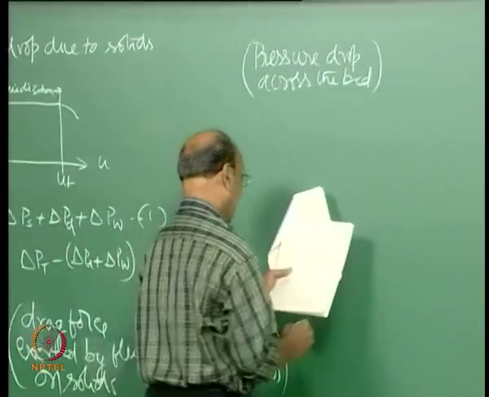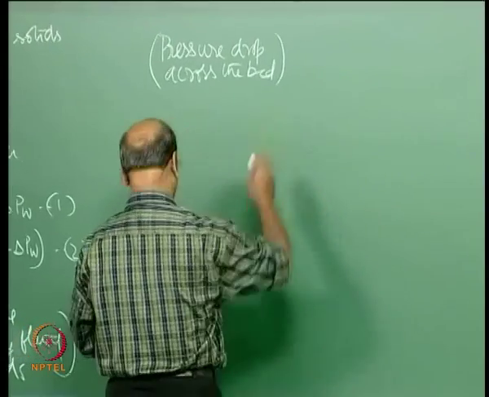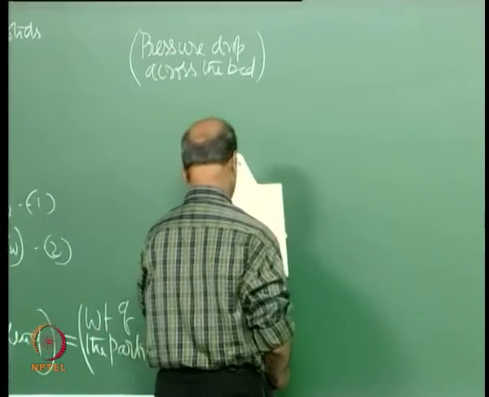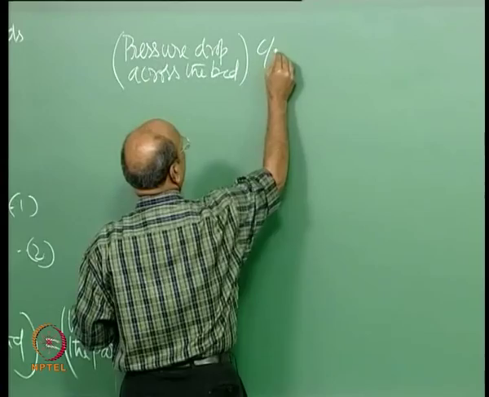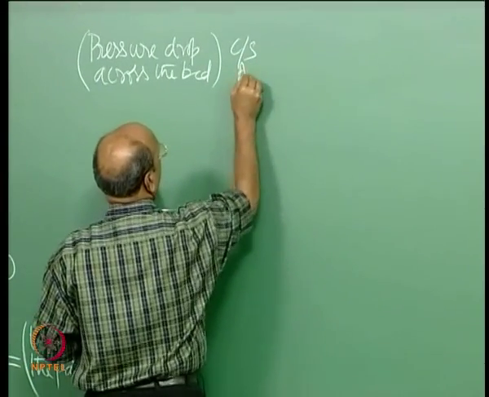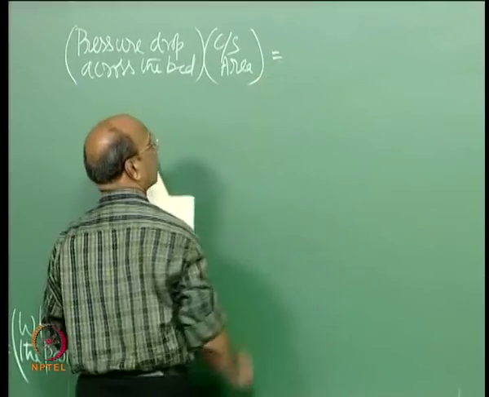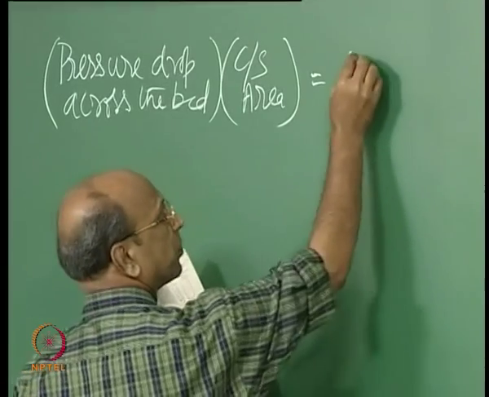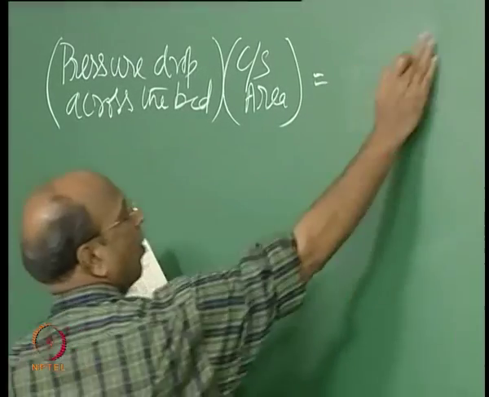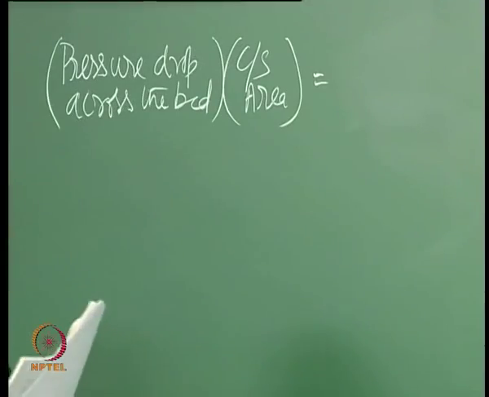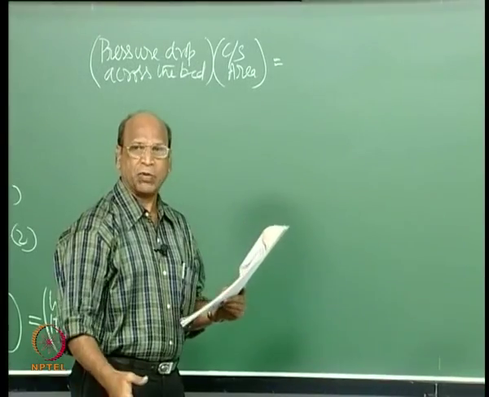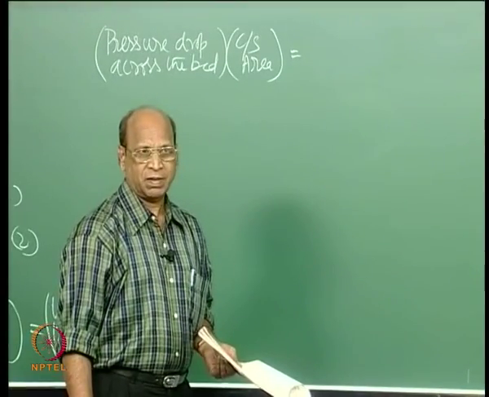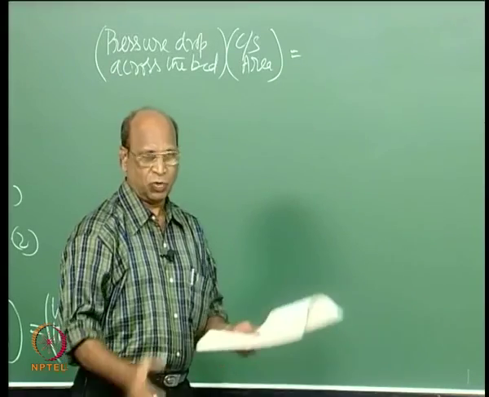So, pressure drop across the bed, and of course the cross sectional area that will be there, equal to, because drag force, weight of the bed. Okay, it is nothing but weight of the bed, mass into gravity. How do you calculate mass of the bed? Density into volume of the bed, I know.